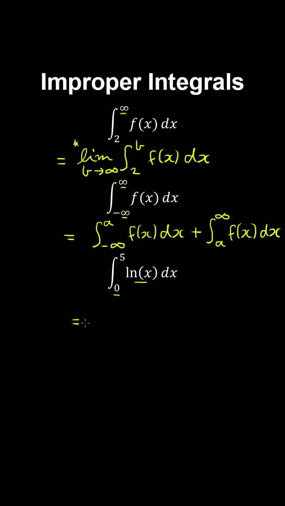And similar with this third integral, we can introduce a dummy variable. So this approaches 0 from the right hand side, where the natural log of x is defined. And then you can evaluate the definite integral and take the limit to get the result. And we'll cover several examples.